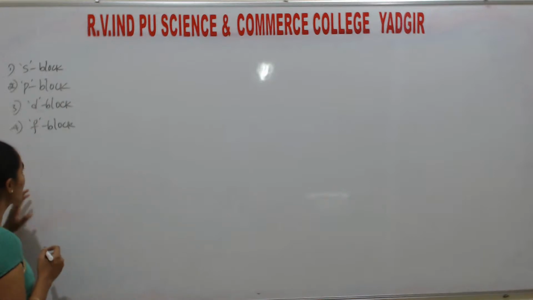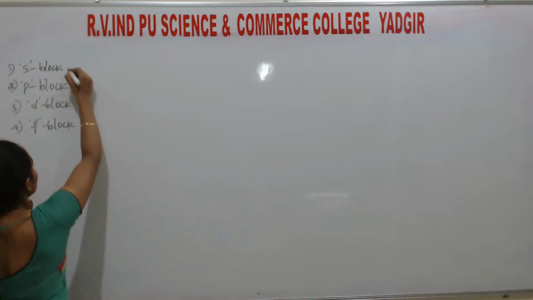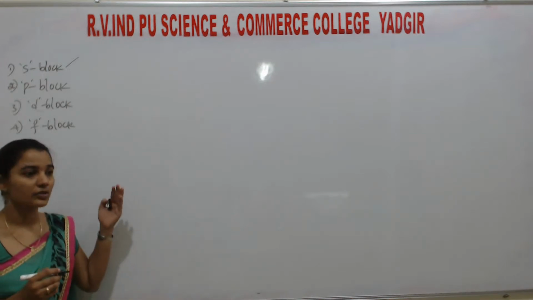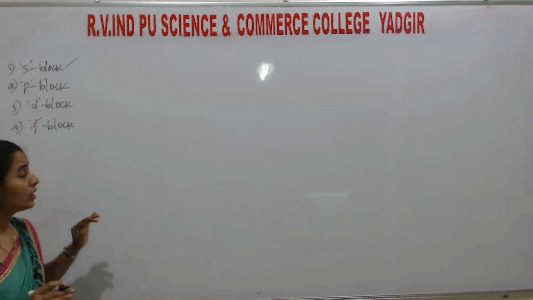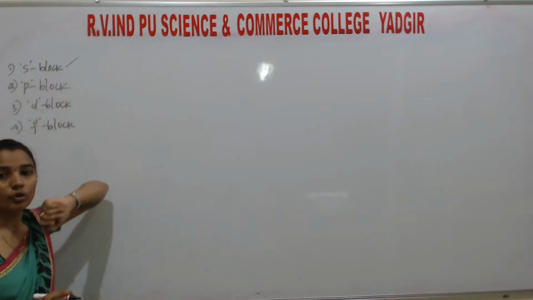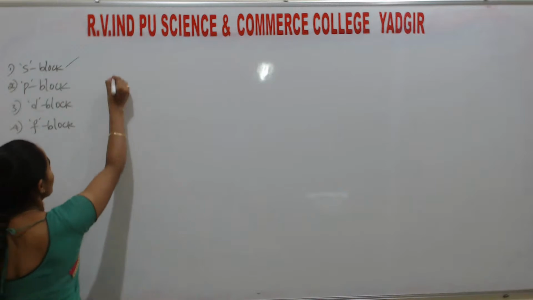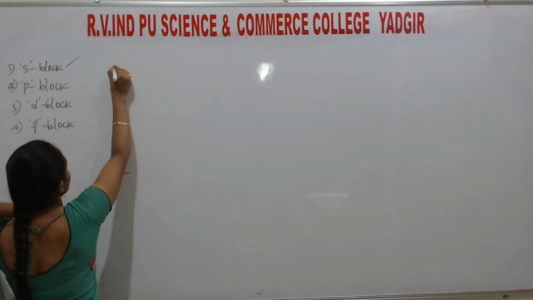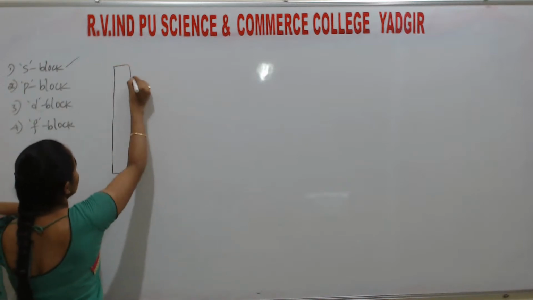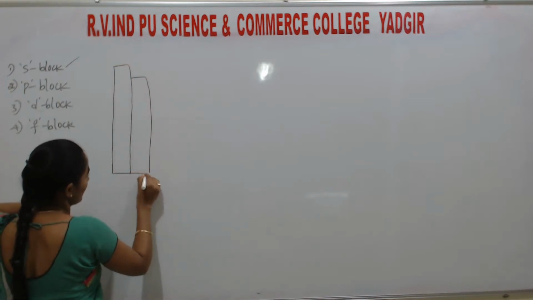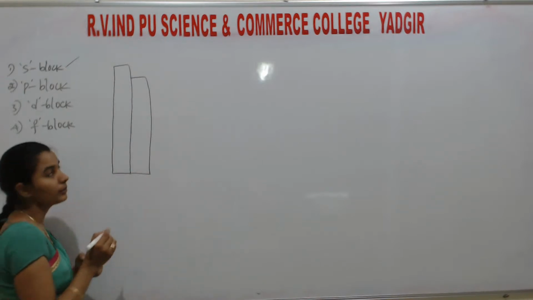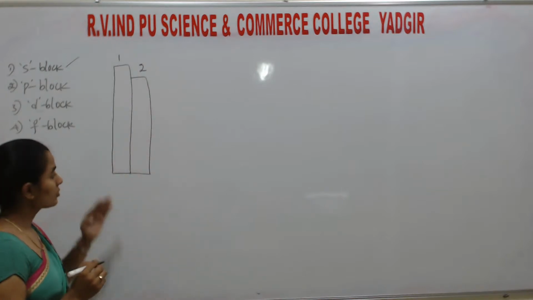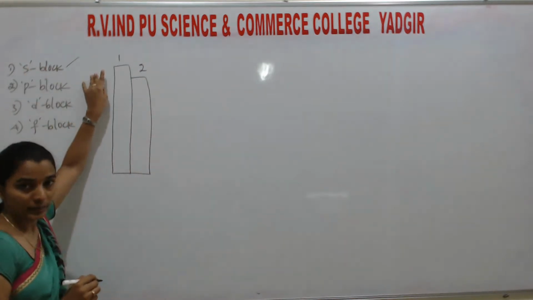Okay, here we will discuss one by one. I will start with the S block elements: the general configuration, their oxidation state, what happens to the metallic character, everything. Students, in the S block, two groups are there. In the periodic table, at the extreme left, two groups are there, group 1 and group 2. These groups are called S block elements.